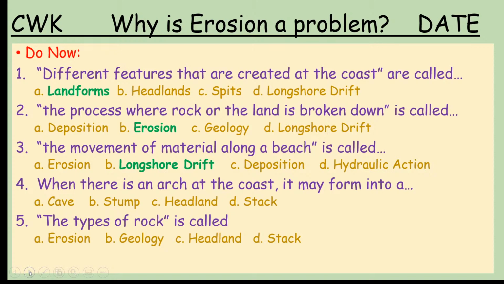When there is an arch at the coast, it may form into a stack. After a stack, it may then become a stump, but the next step in the process would be a stack. The types of rock is called geology.